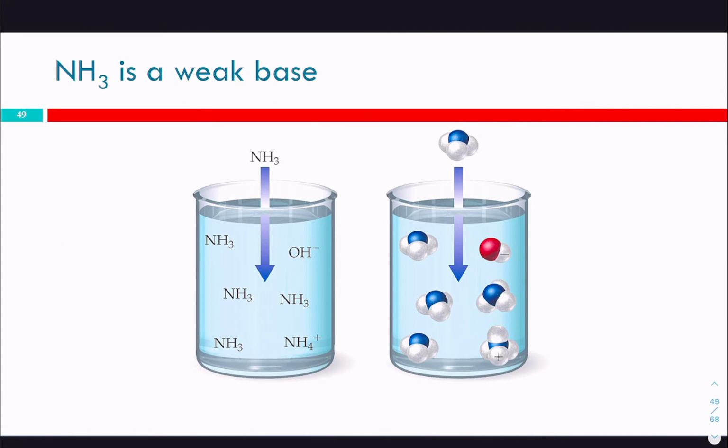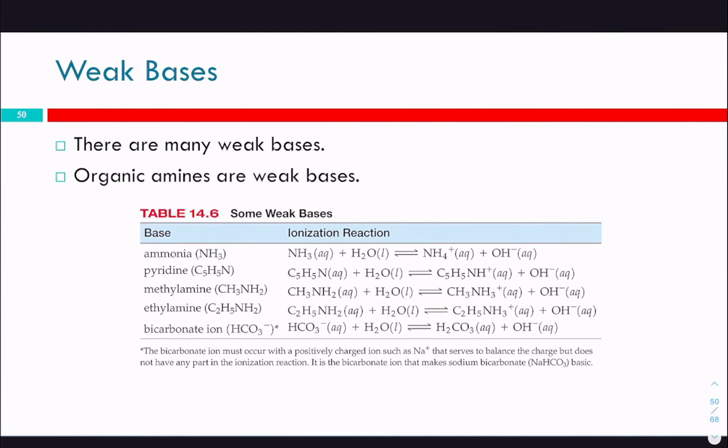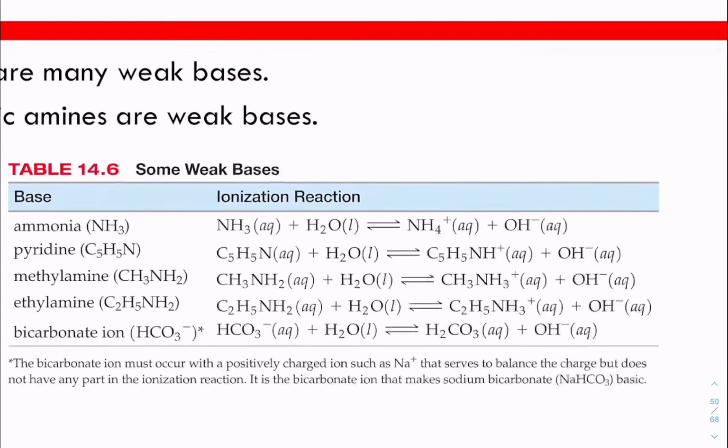So again, if you were to look at a model of these, we have our ammonias, and then we have one ammonium in the solution that's got an extra proton on it, and then the one hydroxide that it made. So there's a lot of weak bases, a lot of them involving nitrogen in some form, because that nitrogen will take one hydrogen from the water, which is the case for all of these.